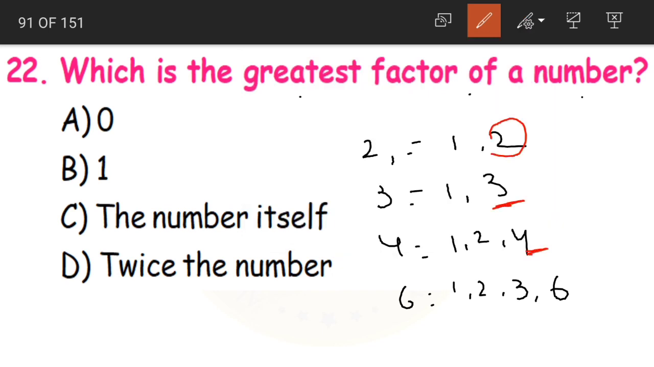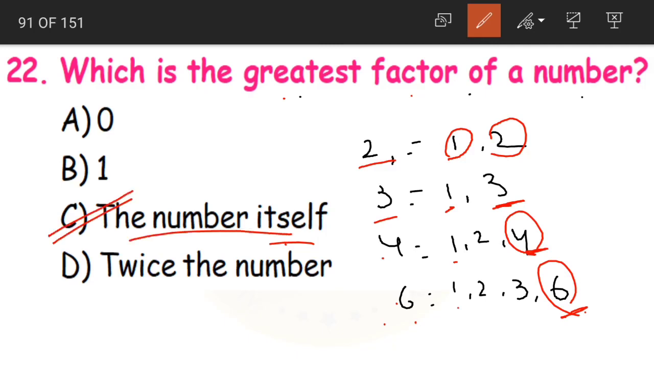That the greatest factor is always the number itself. For any given number, what is the greatest factor? It is always the number itself. And what is the smallest factor of a number? Always 1 is the smallest factor of a number. So here option C, the number itself is the greatest factor of a number, children.